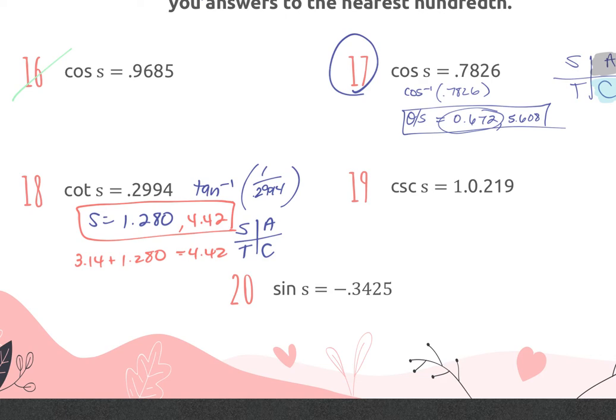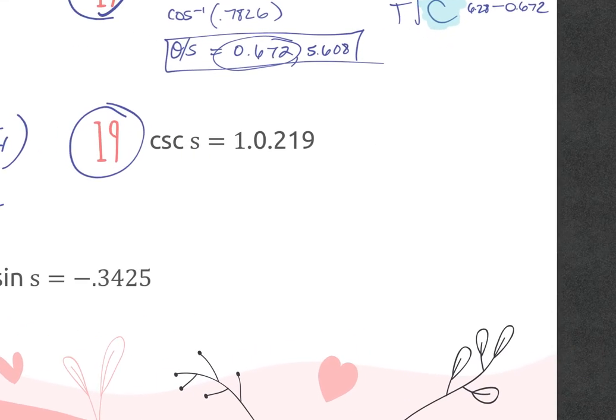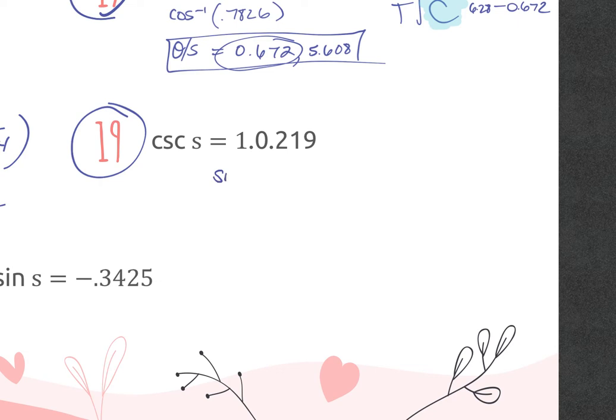All right, then 19. So again, reciprocal function. This would be sine -1 of 1 over 1 point. Oh, this shouldn't have 2 points. It's 0.0219. So sine -1 of 1 divided by 1.0219. And I get that the angle is 1.3633. So that's the first one.